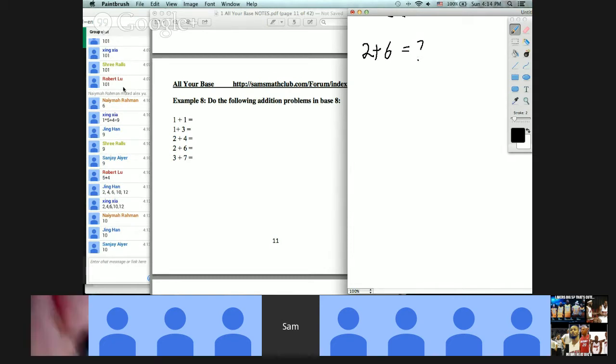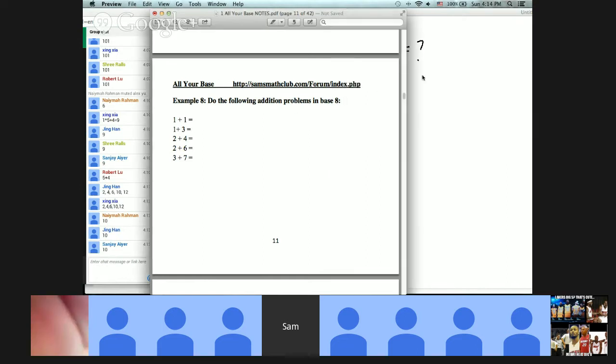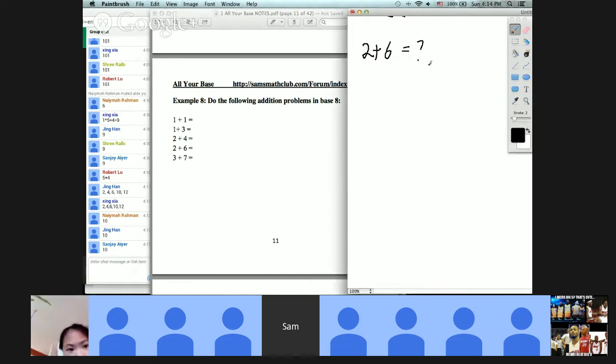All right, nice job, guys. So again, initially, if you added 2 plus 6 together, they would equal 8. But since we're using base 8, we can't have any digits above 7. So after 7 comes 10. So that would be equal to 10.